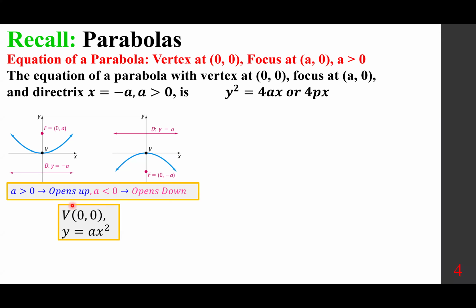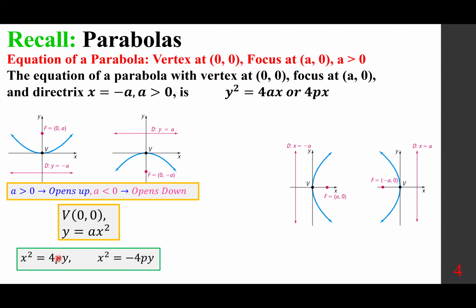When a is positive, it opens up. When a is negative, it opens down. And if you solve for x squared, it's in the form of 4py or minus 4py in this case. I like to go with p, as some texts go with a, because I want to distinguish between this a that we learned in intermediate algebra, and this p, which is the focal distance.